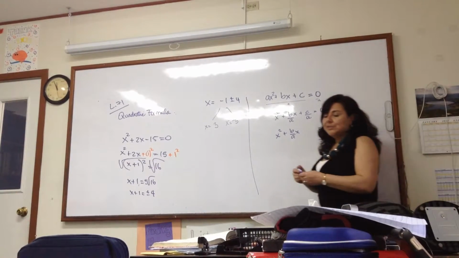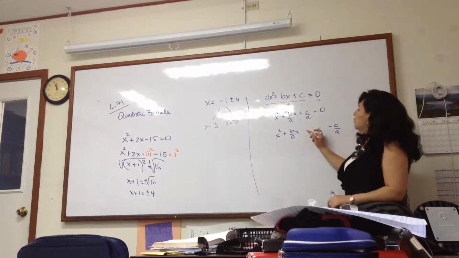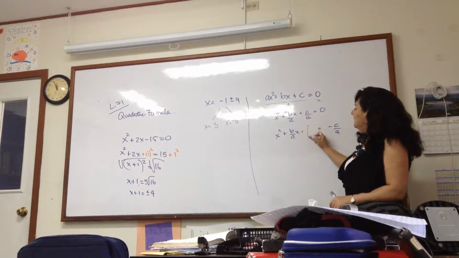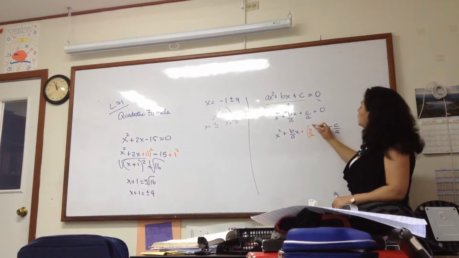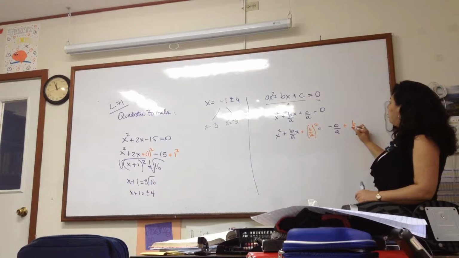To find this one, remember, I have to divide it by 2 and square it. So that means that I am going to add b over 2a squared. And what I do on one side, you do to the other. So far so good, everybody following?